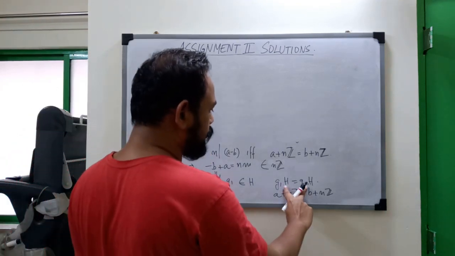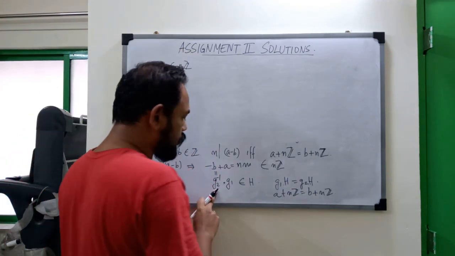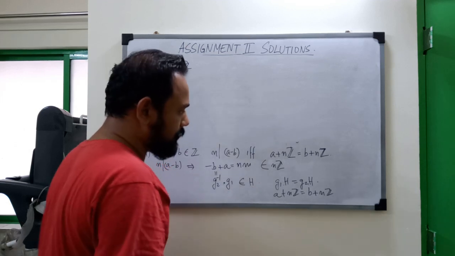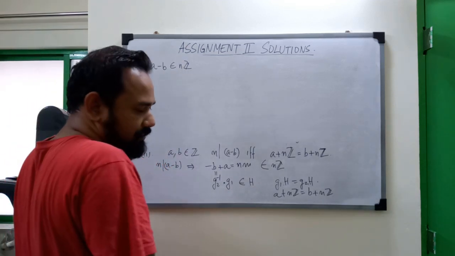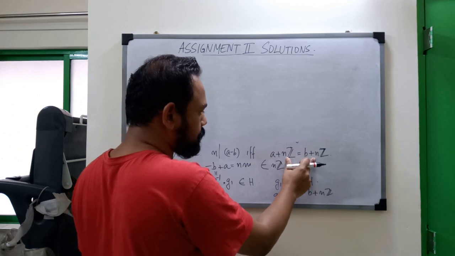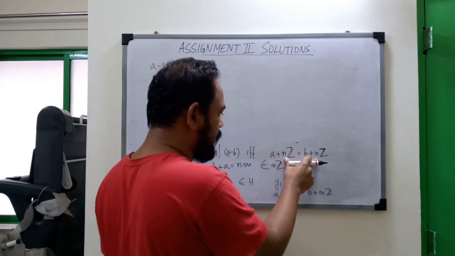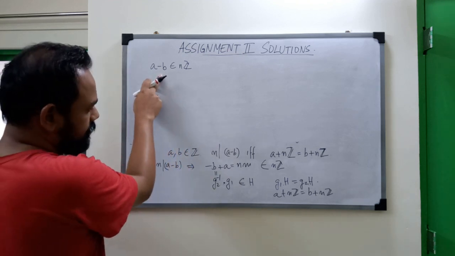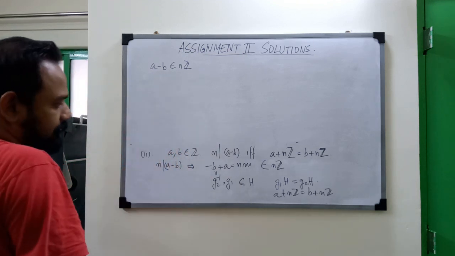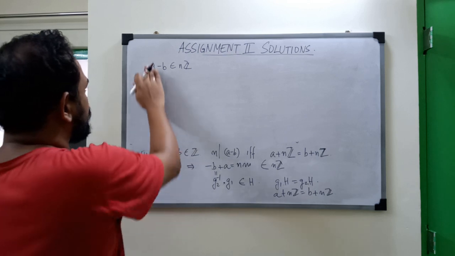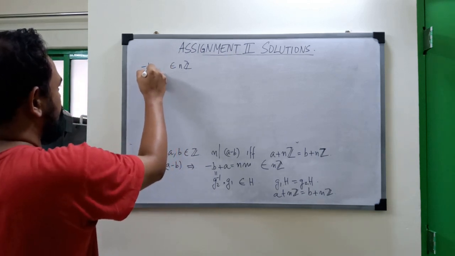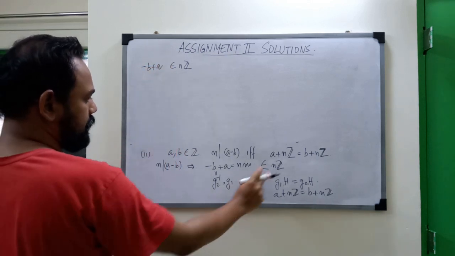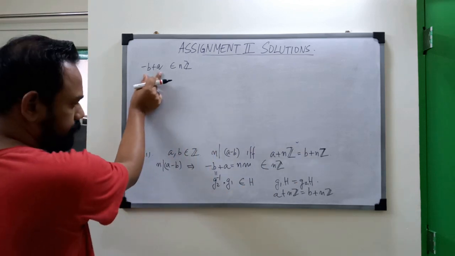If the two are the same as left cosets, then G2 inverse G1 should be an element of H. That's what it meant. We've done this many times before. These two being the same as left cosets would mean that this is true, and this is really this, with minus b written first. Same thing. If you want, I can write it like that. So this is true.